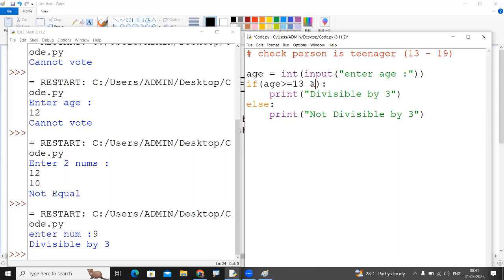If you don't use and, greater than or equal to 13 means 14, 15, 16, 17, 18, 19, 20 also will come. 20, 22, 1000 also will come. That's why you should control with less than or equal to 19. Yes, teenage. Else, not a teenage. Like this we can do.